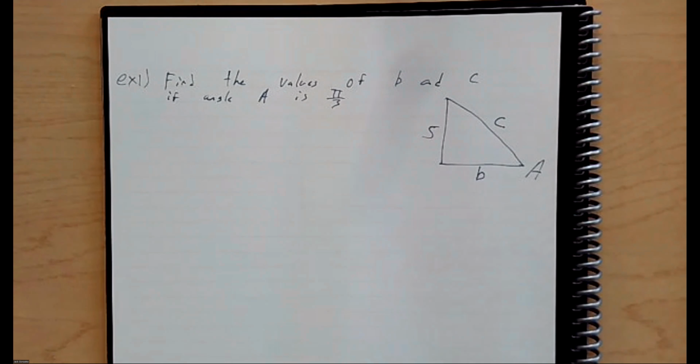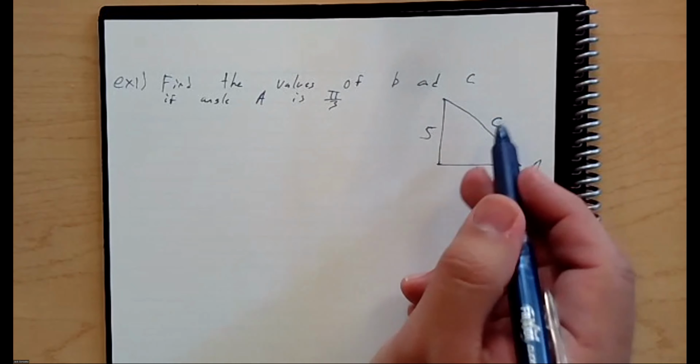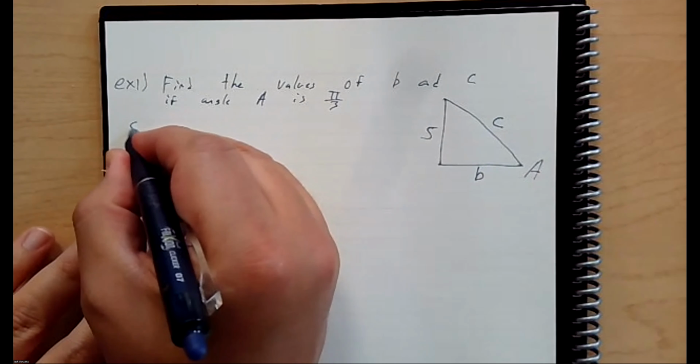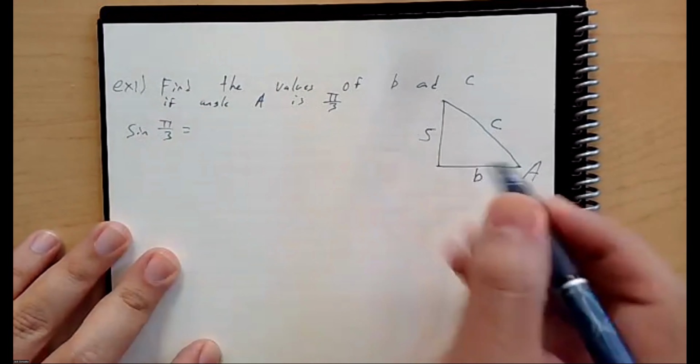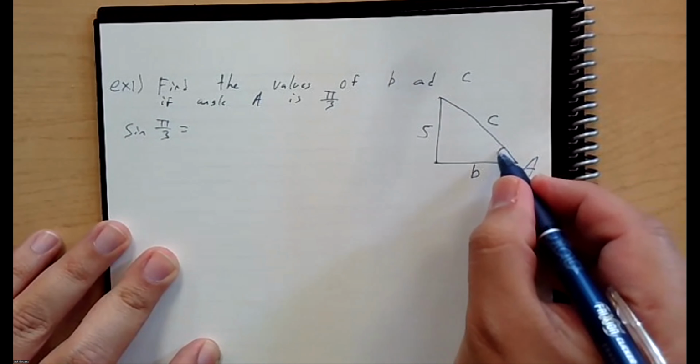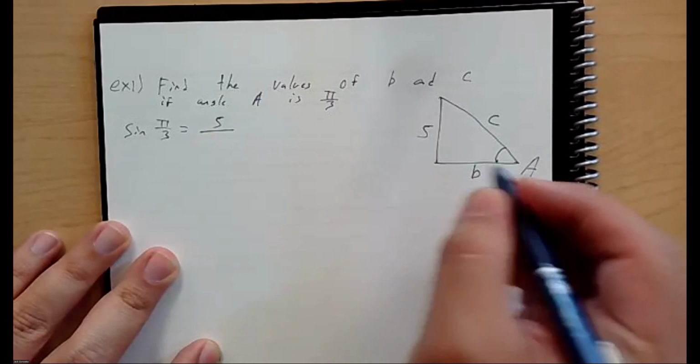So using the definition on the first page, which trig function would you choose to solve for, let's say, C? Cosine, yeah, cosine will work, right? Because we got the opposite and we could solve for hypotenuse. So sine of A, which is pi thirds, would equal the opposite of this angle, 5, over C.